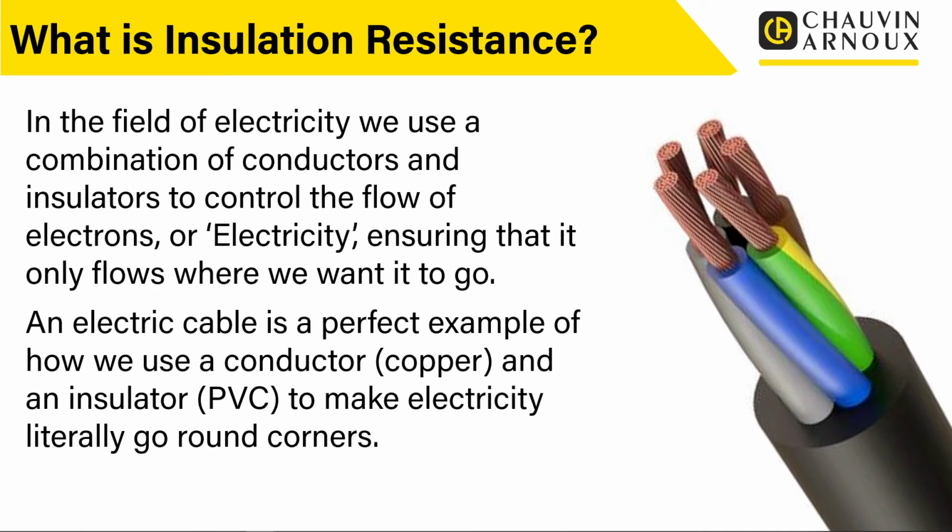So this is the essence of all electrical circuits and all electrical equipment. We're using a combination of conductors and insulators to control the flow of electricity around the circuit, around cables, around an electrical system. So the concept of resistance, particularly resistance of conductors and insulators, is really key to understanding the correct operation of electrical systems.